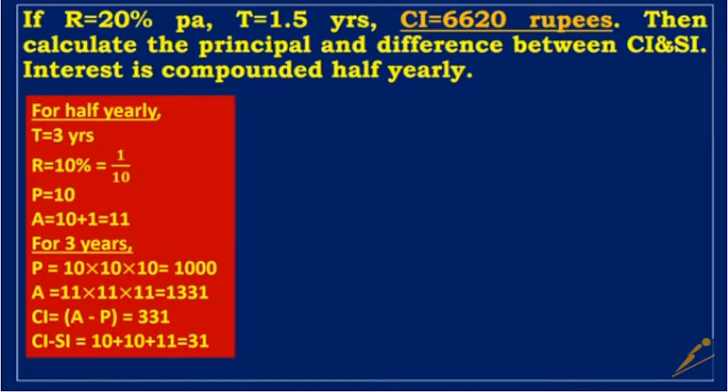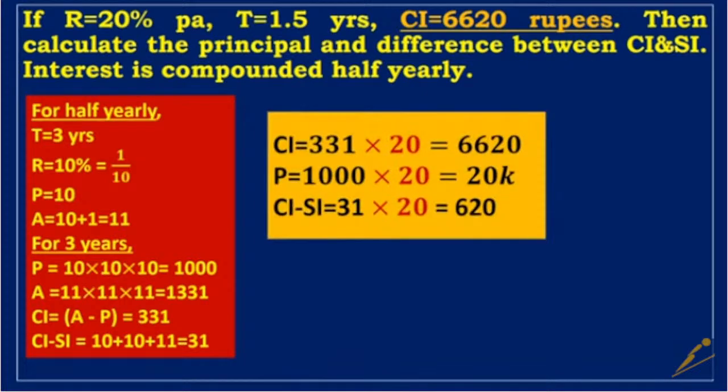We know that the compound interest value is 331. We must determine how many times compound interest 331 equals 6,620. The answer is 20 times. When we multiply 20 by 1000, we get the required principal, which is 20,000. Similarly, multiplying 20 by 31 gives us the required difference between compound interest and simple interest of 620.